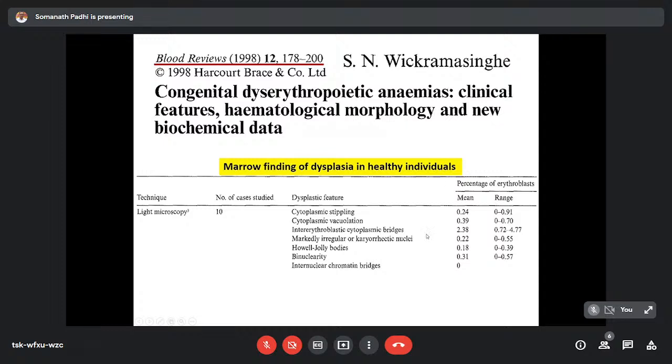And on the right hand side, this is the mean percentage of erythroblasts which showed these types of dysplastic features, which was almost less than 1% of these erythroids. In a normal individual, we can also expect that very occasionally less than 1% of the erythroid precursors can show either of these features, which is also seen in dysplasias.